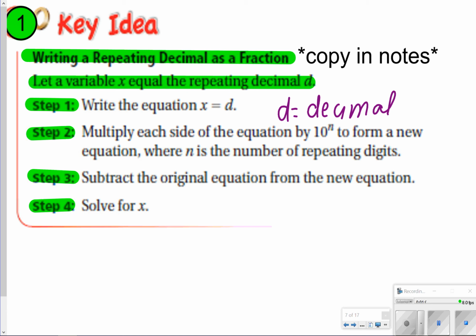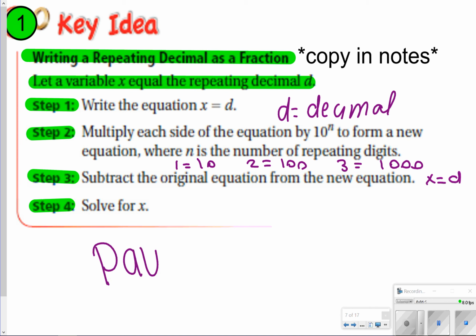So if there's one repeating digit, you multiply by 10 once. If there are 2 repeating digits, you multiply by 10 twice, or 100. So maybe that's something that you can consider when you are solving these questions. Okay? And then the third step is you're subtracting the original equation. So remember, your original equation would be x is equal to whatever decimal, and then step 4 is solving for x. Let's go ahead and take time now to pause the video here so you can write down these 4 steps, and once you're done, click play so you can see how it's done.